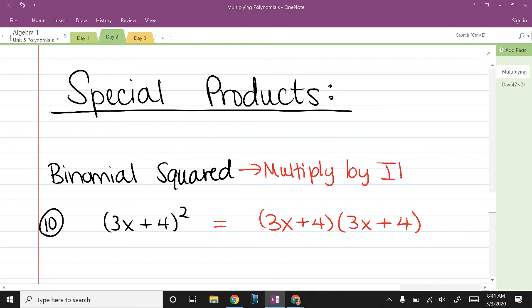To square anything means to multiply it by itself, okay? Do not tell me that's 9x squared plus 16. Do not.